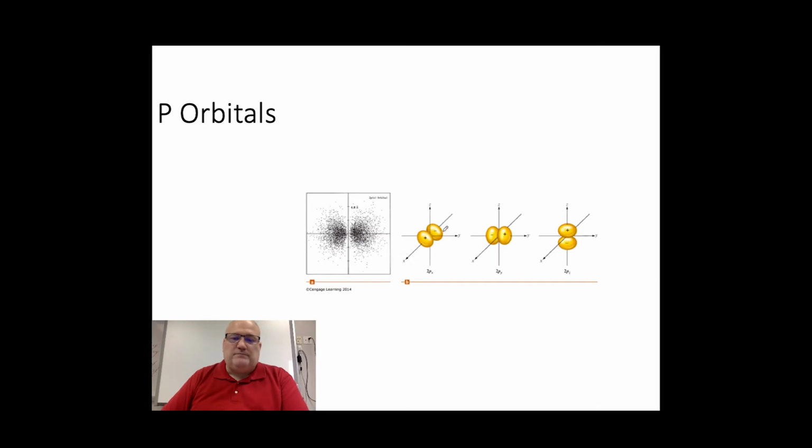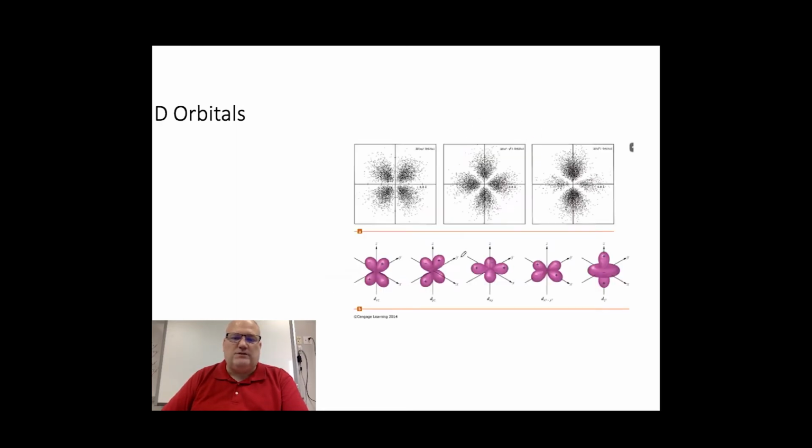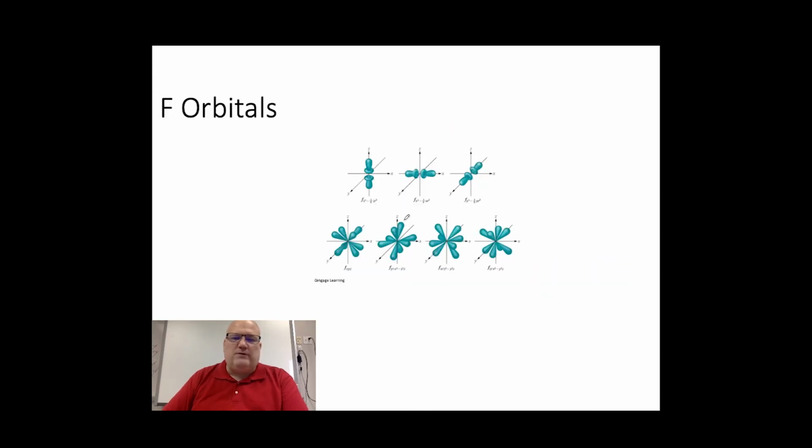P orbitals, they always come in a set of 3. They have this double-lobed peanut shape, and their L is equal to 1. So that's a quick way of saying these are p orbitals. D orbitals come in a set of 5, as we see down below here, and their L is equal to 2. And again, they look kind of like these double-lobed things. They're kind of crazy looking. And then F orbitals, they're just outrageous. We say their L is equal to 3.